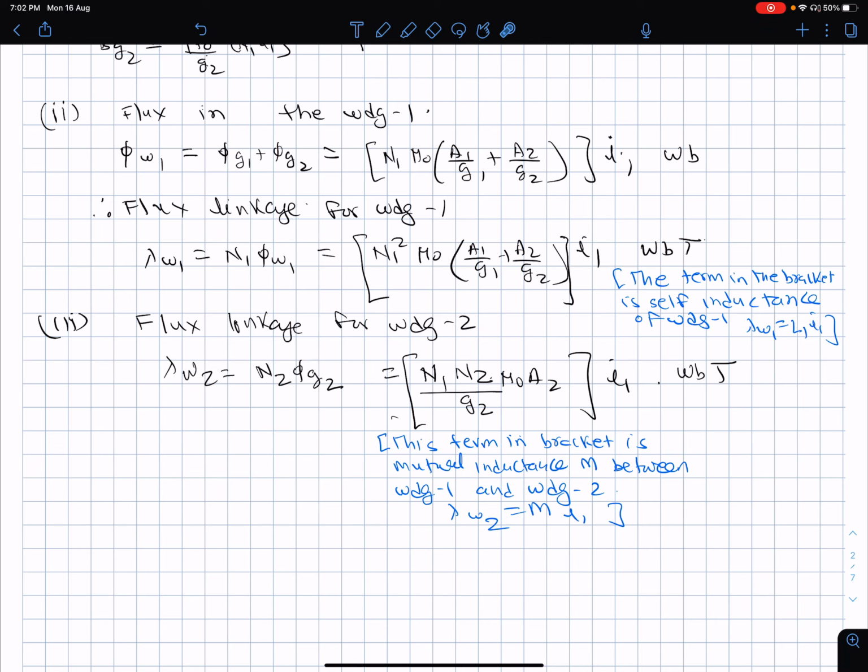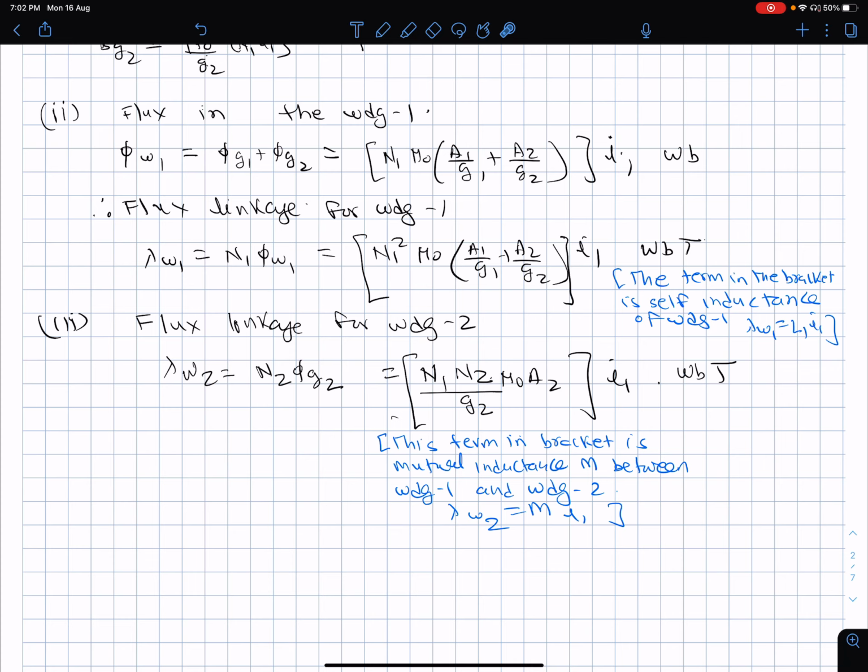And again, you see this result I had brought out earlier also. It is proportional to the square of the number of turns and depends upon the geometry. Now the geometry is slightly more complicated, but whatever it is, geometry. And of course, since the mu r of iron is taken to be infinite, it only depends upon the mu of the air gap. So that's about it. Now let's look at the flux linkage of winding 2.